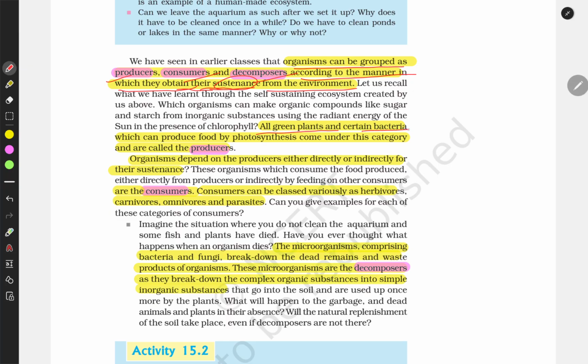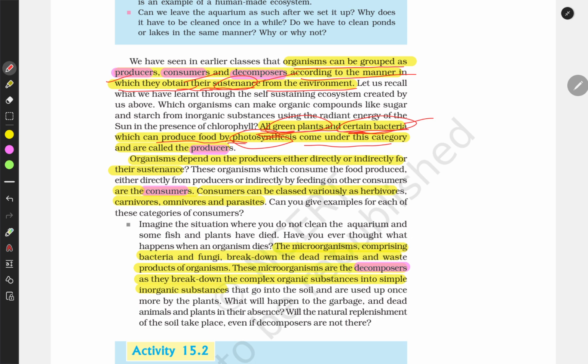All the green plants and certain bacteria can produce food by photosynthesis. Certain bacteria are the cyanobacteria, which are called blue green algae.